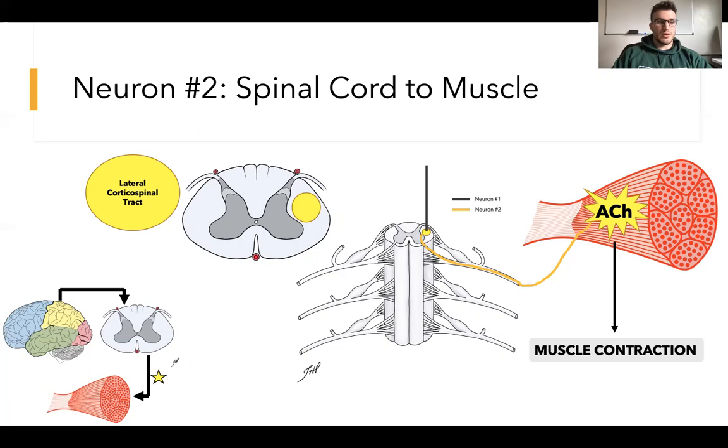After leaving the spinal cord, these motor neurons continue as peripheral nerves throughout the body until they reach their target muscles. For the lateral corticospinal tract, these are muscles that make up the distal limbs, such as the muscles of the forearms and fingers. At the target muscle, the motor neuron synapses with the muscle where it releases acetylcholine that will trigger contraction of the muscle.